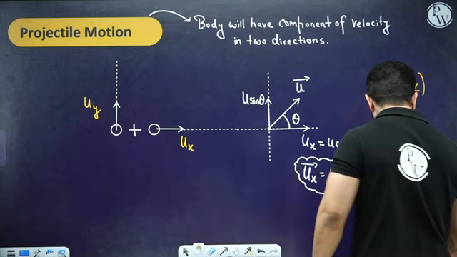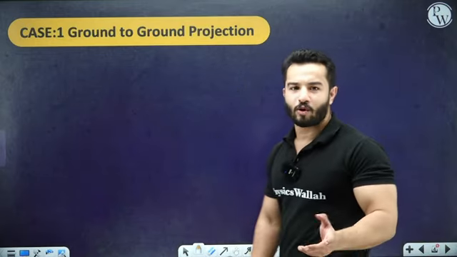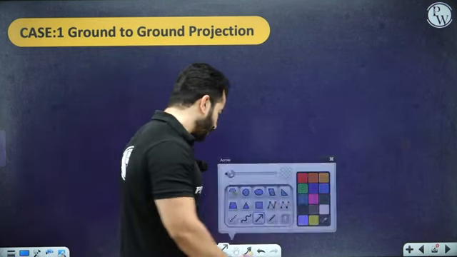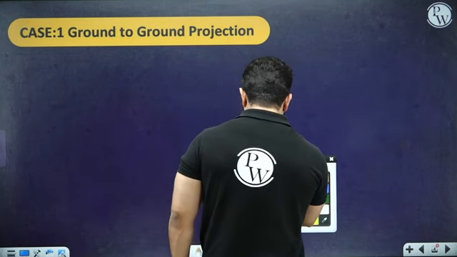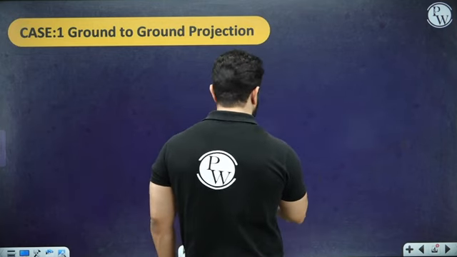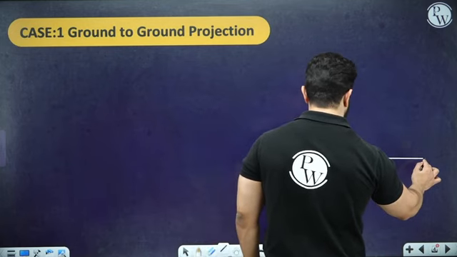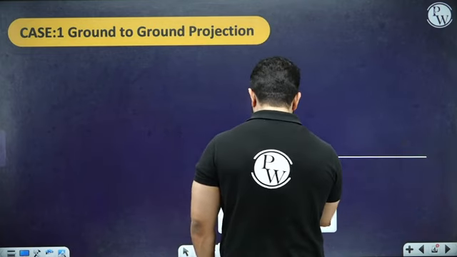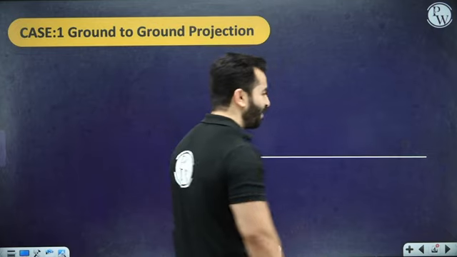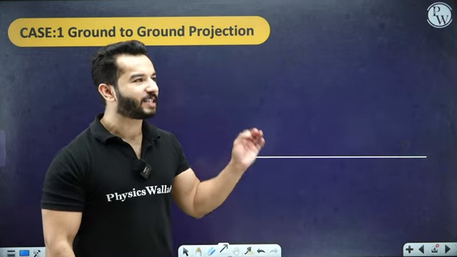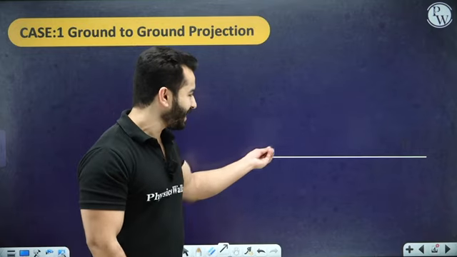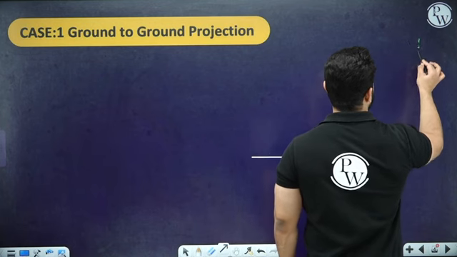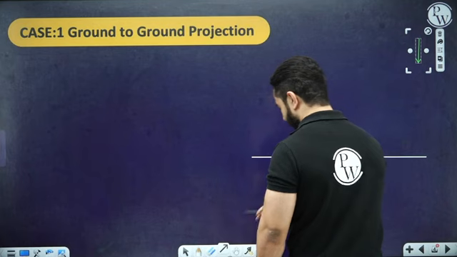Now after this, let's start with case 1, that is ground to ground projection, and now let's talk about each and everything. So for ground to ground projections, my friend, what we are going to say is, let's suppose that this is the ground, alright, and we are talking about ground on earth. We are stating that this ground is on earth, and we know that on earth we have got an acceleration due to gravity acting downwards, right?